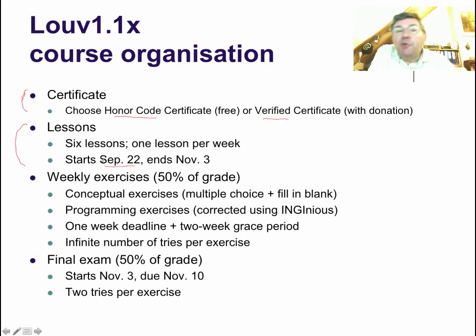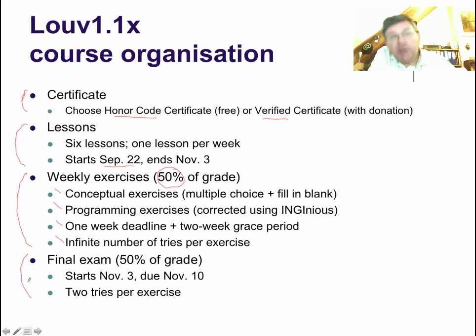September 22 is the starting date, as you know, and there will be exercises every week which give 50% of the grade, conceptual and programming exercises corrected using the Ingenious grader, which will give feedback on errors and tell you whether your program is correct. There is a 1 week deadline for the exercises with a 2-week grace period, but I recommend that you don't fall too far behind because otherwise the work just piles up at the end. Find a little bit of time every week to do the exercises. Also, there will be an infinite number of tries for the weekly exercises.